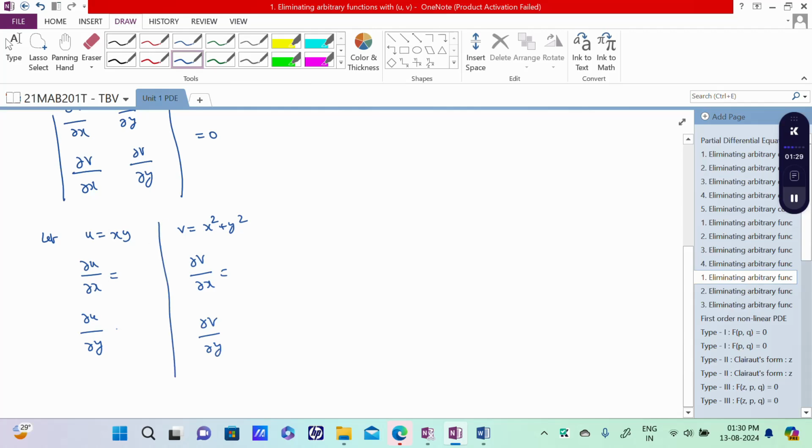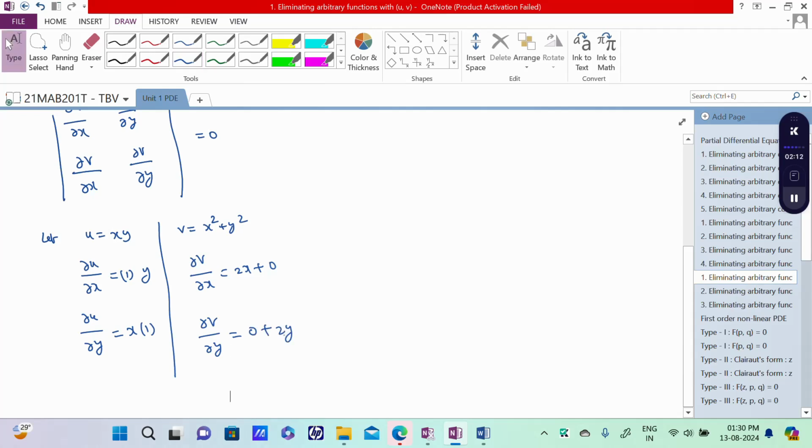When I am differentiating the u function with respect to x, y is considered constant. In the product, the constant y does not change, only the variable x, whose differentiation is 1. Then dou u by dou y: now x is a constant, and the variable y differentiation with respect to y is 1. From here, v equal to x square plus y square. Differentiating v with respect to x, x square gives 2x, plus the constant 0. Differentiating with respect to y, x square is constant so 0, plus 2y.